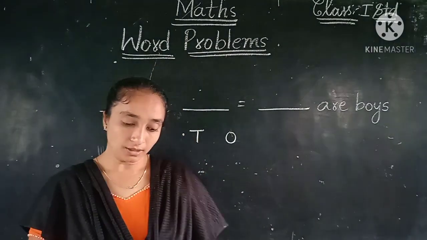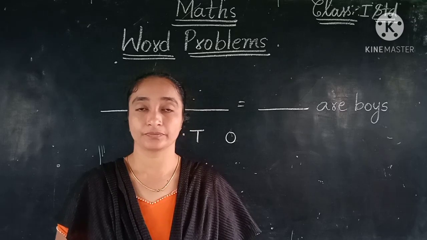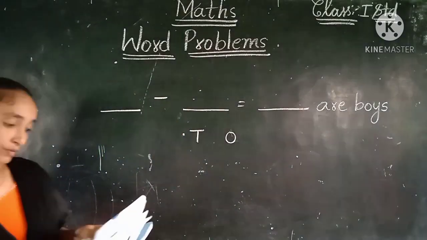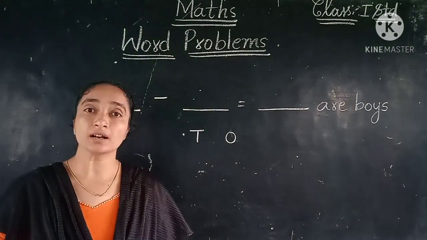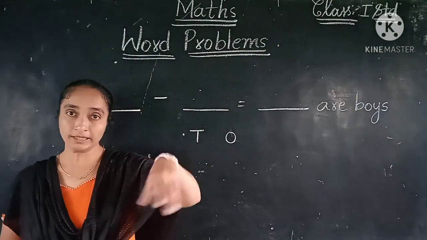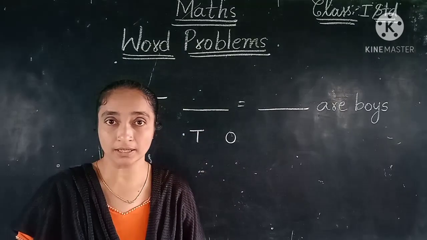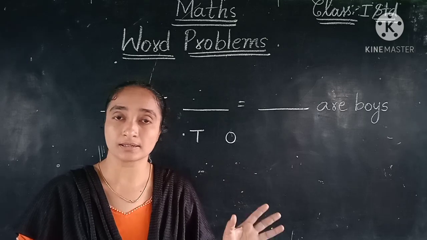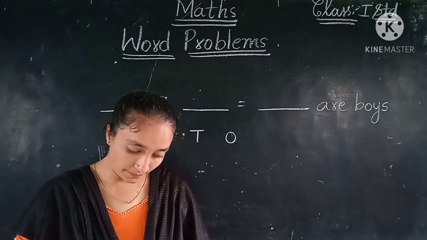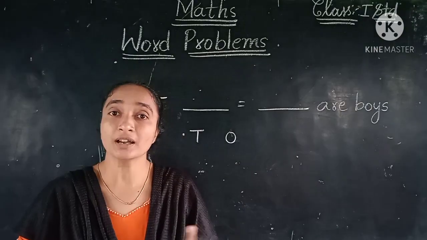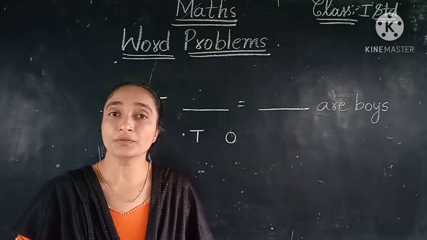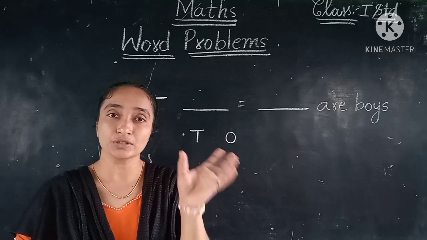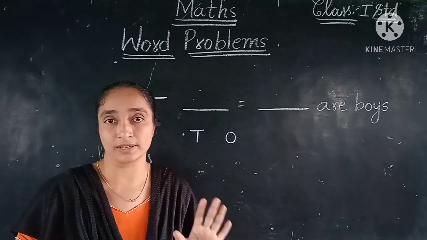So there are 27 children out there. Another one, that is 16 are girls. So totally in the class 27 members are there. From them, 16 are girls. Now the question is, how many are boys? So what do we have to do, children? From the total, if you subtract the girls, then we will get the boys.